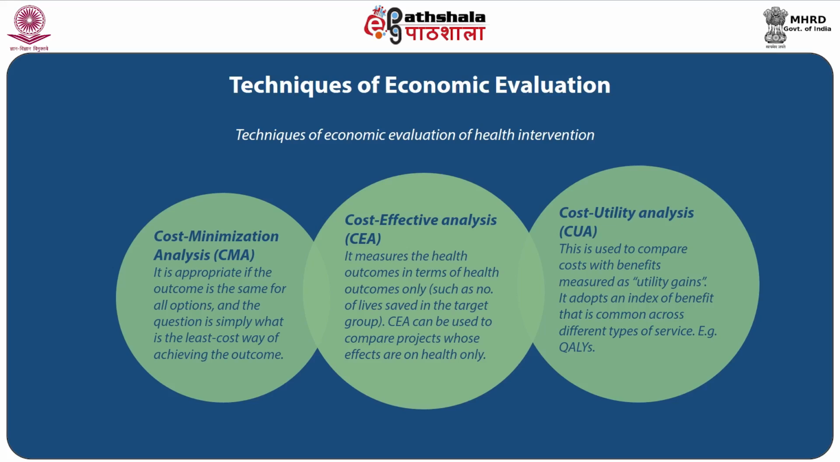The second one is cost effectiveness analysis. It measures the outcomes in terms of health outcomes only, such as the number of lives saved in the target group. Cost effectiveness analysis can be used to compare projects whose effects are on health only. The third one is cost utility analysis. This is used to compare costs with benefits measured as utility gains. It adopts an index of benefit that is common across different types of services. For example, QALYs, quality adjusted life years.